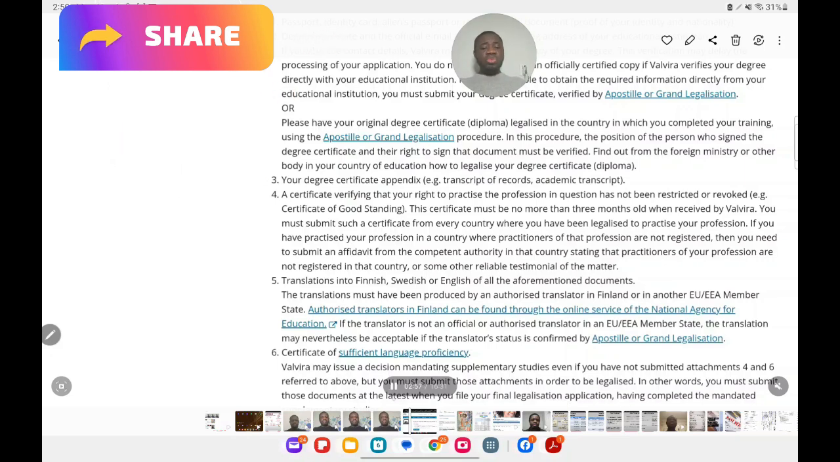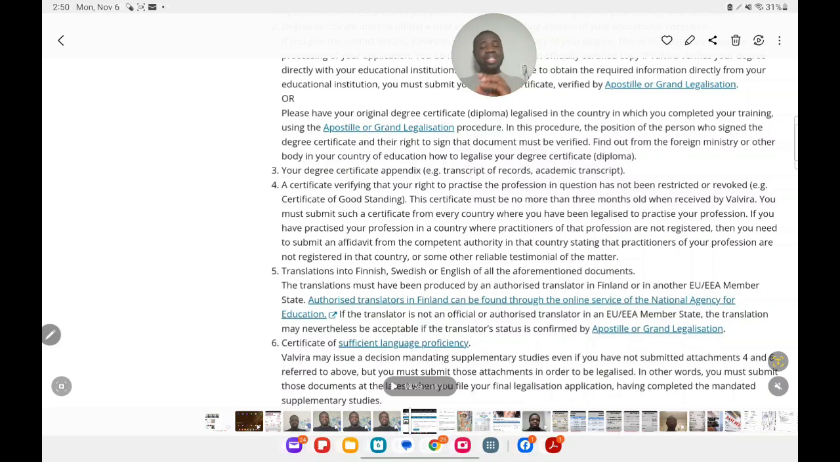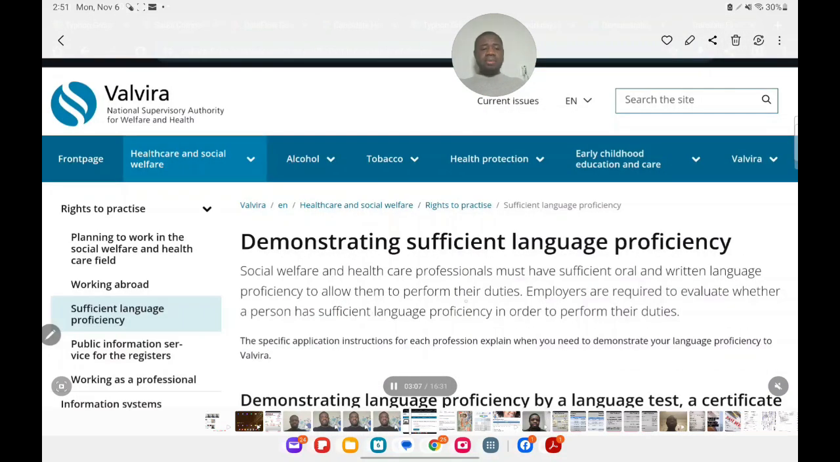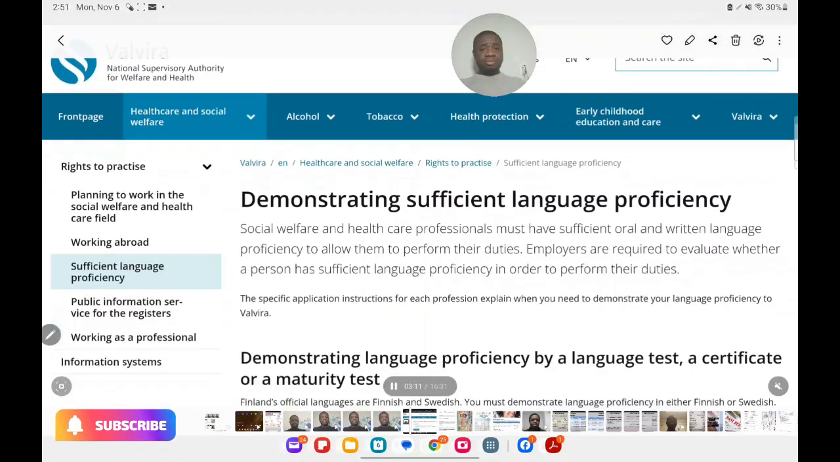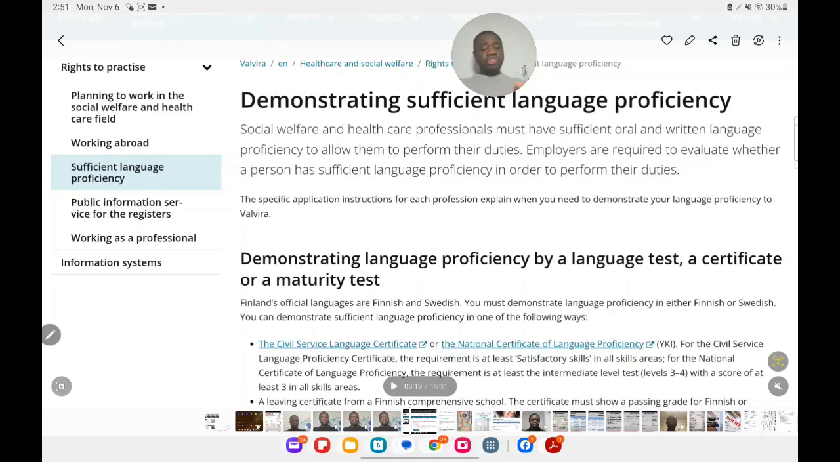And the sixth one, which is very, very important, is the certificate of sufficient language proficiency. You must prove to the board or to the council that you understand Finnish or Swedish language, and you can at least speak basic Finnish or Swedish. There are two ways to do that, or three ways. One is that you can do this by examination. There are two methods of examination here. We have the Civil Service Language Certificate. We also have the National Certificate of Language Proficiency. The third way to meet this requirement is to apply with your recruiter or your employer.